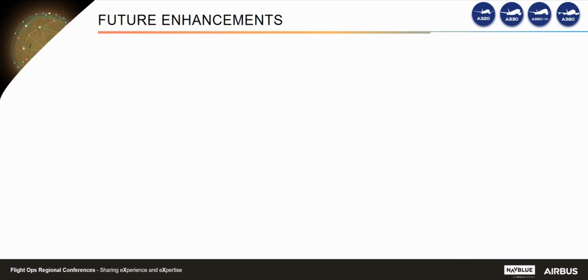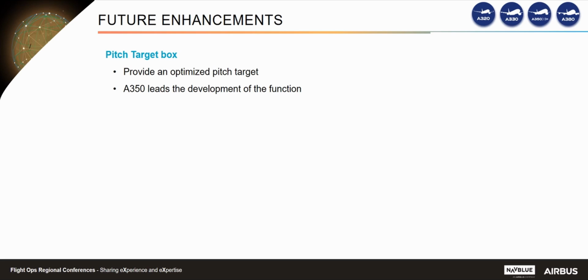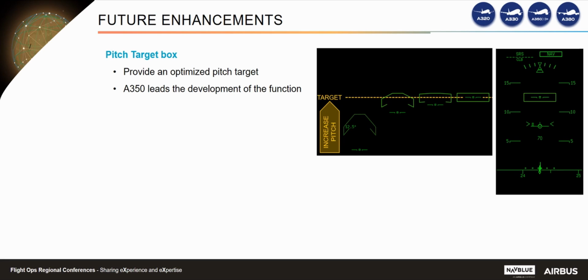Before going to the conclusion, let's now review the future enhancements. We are working on the pitch target box. The intent will be to provide an optimized pitch target to perform the rotation maneuver using the pitch symbol before transition to the flight in trajectory and the use of the FPV. The A350 is the leader for the development of the function. Here are two illustrations to show you how the pitch target will be working. The aircraft reference symbol needs to be captured by the pitch target box.